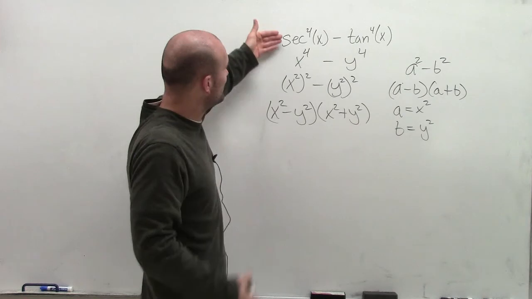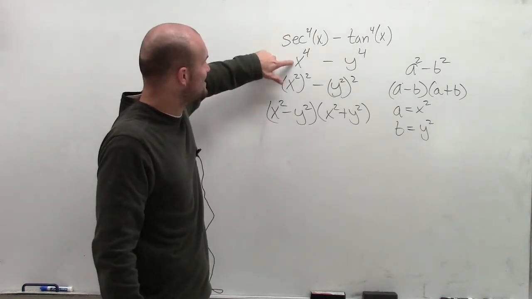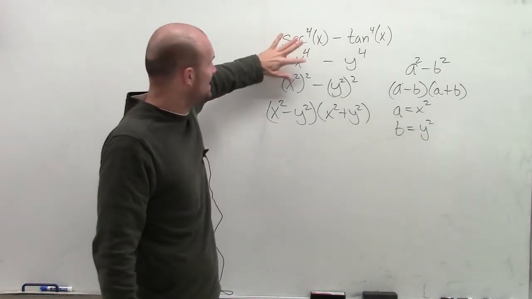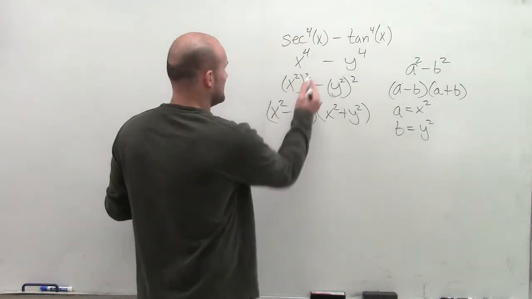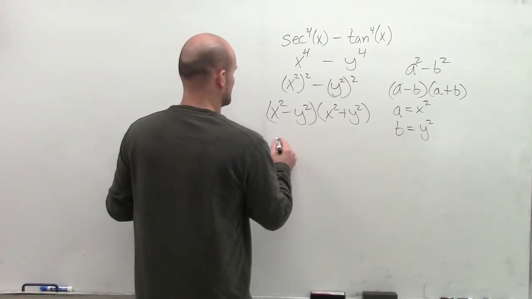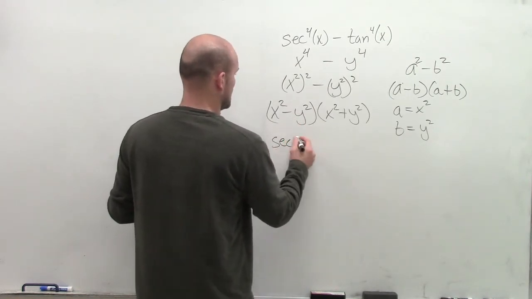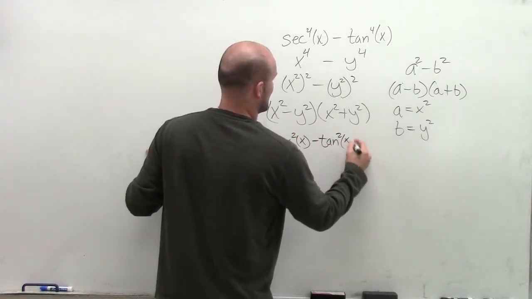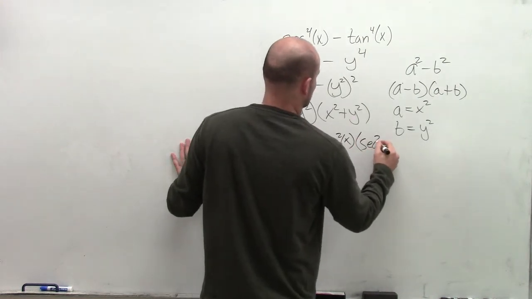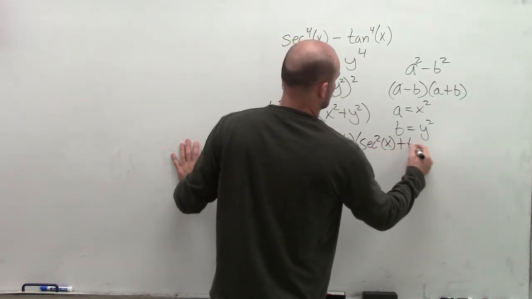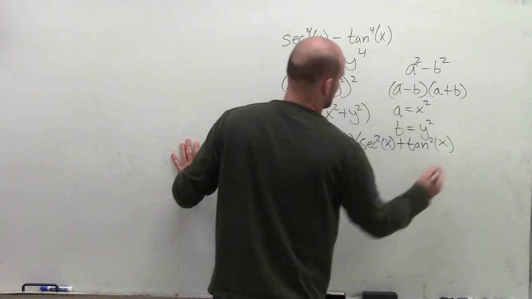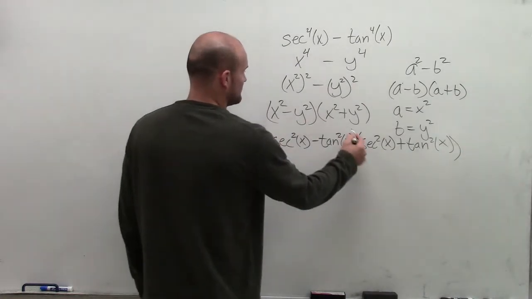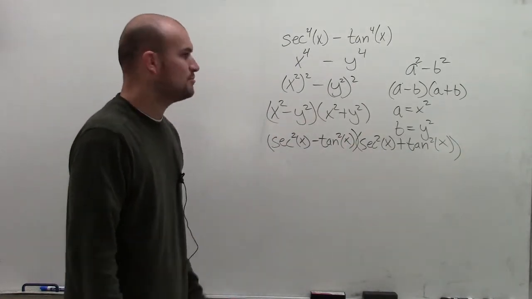All right, so that's now fine and dandy, but what do you do with your trigonometric identities? Well, let's go back through it and remember, instead of using x to the fourth, I'm using secant to the fourth. So I can just replace the x with secant and the y with tangent. Therefore, that leaves me with secant squared of x minus tangent squared of x times secant squared of x plus tangent squared of x. Whew. All right, so these are two nice big binomials multiplied by each other.